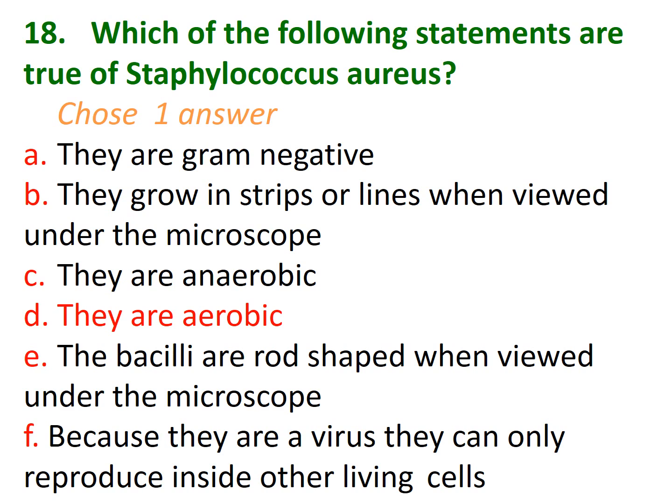Now, Staphylococcus aureus are gram-positive organisms, so they're not gram-negative, and they don't grow in strips or lines. The cocci that grow in strips are the Streptococcus organisms. They grow in strips. Staphylococcus grow in clusters. And they're aerobic, so they are not anaerobic. They're not bacilli, they're cocci. So bacilli are rod-shaped organisms, cocci are round, and Staphylococcus are round, growing in clusters of round bacterial cells.